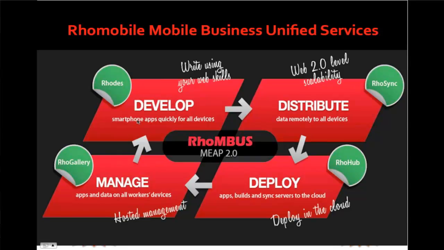So we call this collection of things the Mobile Business Unified Services. I want to emphasize, though, in keeping with our bad Rho puns that we tend to name most of our products, the name of this suite of 4 products is Rhombus, and we say that Rhombus is the first example of a MEP 2.0.